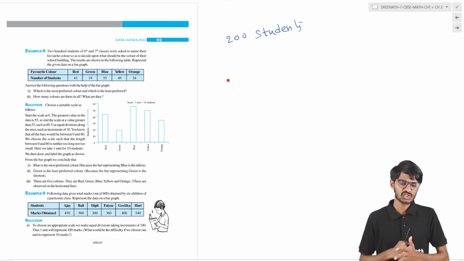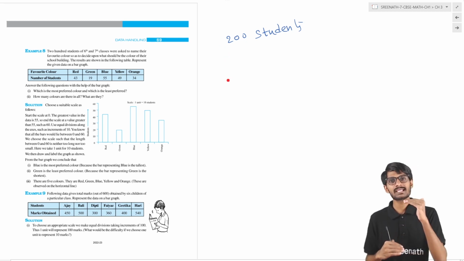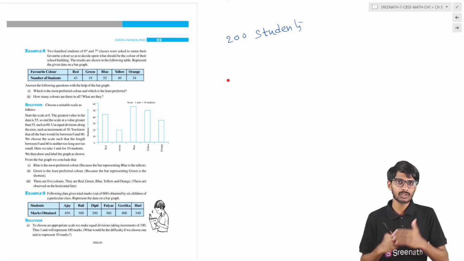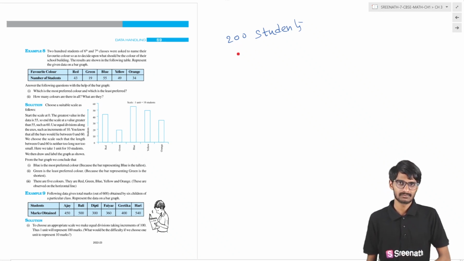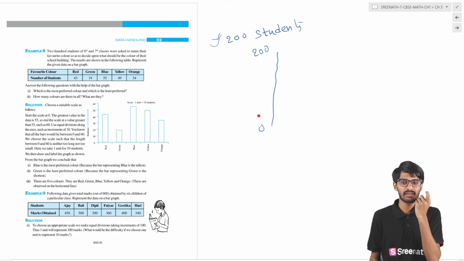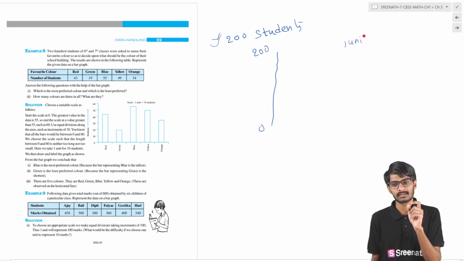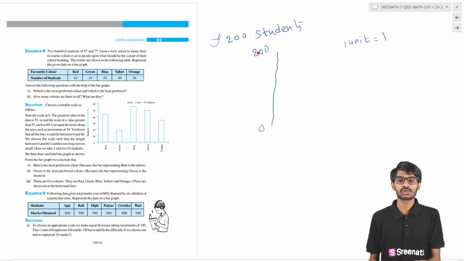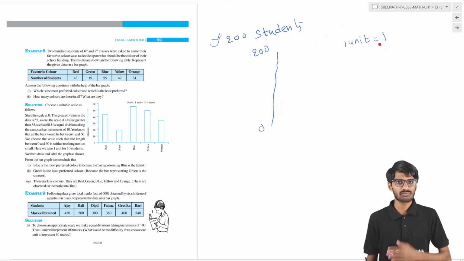So what is the maximum requirement we require? It is 200. We have to represent on the scale the maximum value, which is 200. So in the y-axis, we have to start from 0 and take 200 as the maximum. If you take 1 unit equal to one student, then starting from 0 to 200 there will be a large number of numbers. So for the unit, taking 1 is not good.